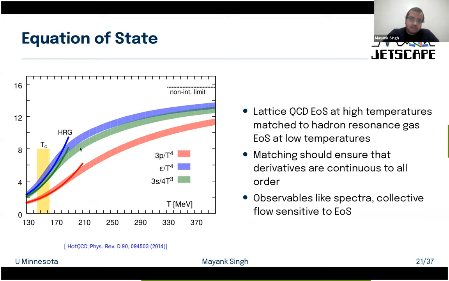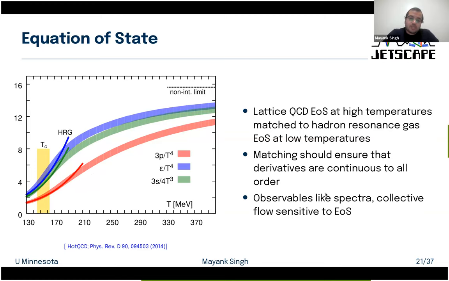So this is the equation of state from the HotQCD collaboration, and essentially what you do in practice is lattice QCD calculations at high temperatures are matched to a hadron resonance gas equation of state at very low temperatures. That matching is slightly non-trivial in the sense that it should ensure that the derivatives of thermodynamic quantities are continuous to all order. Otherwise, you'll essentially introduce a phase transition in your model, which is not there in nature.